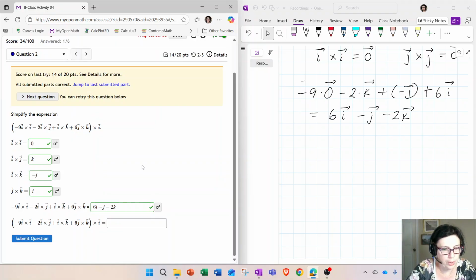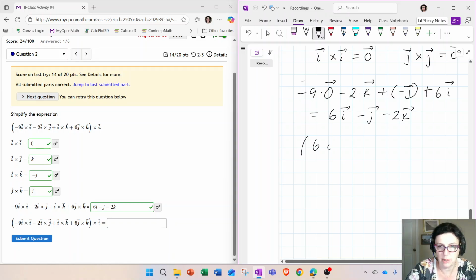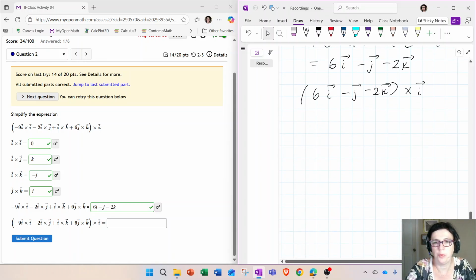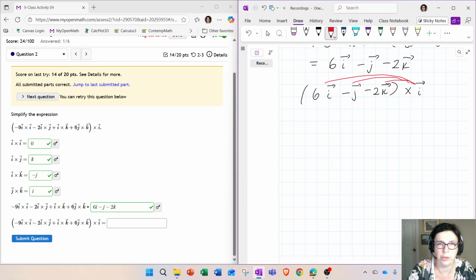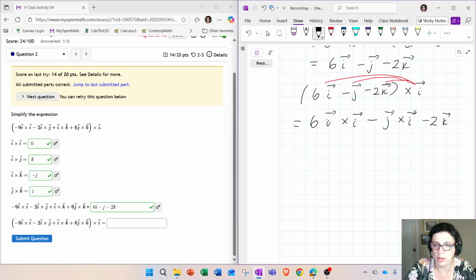Okay, so now we have one more thing, and that is take this new vector that you got, because we just figured this out. So we got 6i minus j minus 2k, and we want to cross that with i. Now we have a distributive property of the cross product, so we can distribute this, but you have to keep the same order, because remember that cross product is not commutative. So you're going to have 6 i cross i minus j cross i in that order minus 2k cross i. Okay, what is i cross i? Well, it's just going to be the zero vector.